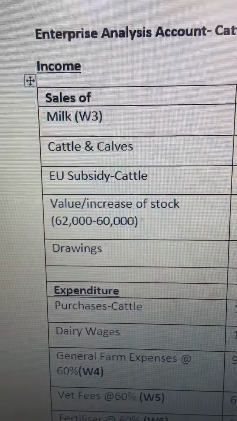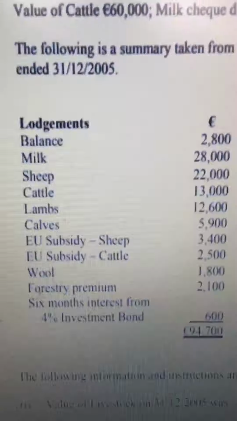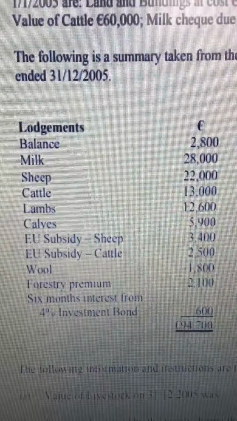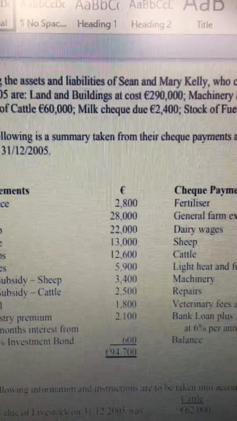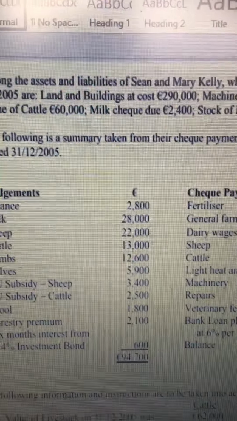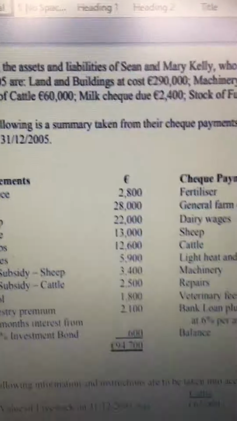So if we go back up to the question, okay, it tells us here in the lodgement side that milk is €28,000. Perfect, great. But don't forget, at the very top of the question, on the 1st of the 1st, it mentions a milk check due 2,400. So it's specifically relating to milk. So that needs to be considered here. Also, on the 31st of the 12th, sorry, I'll just scroll down here. It also mentions another check. So it tells us that there's a milk check due for 1,800. That also needs to be considered here for the milk.